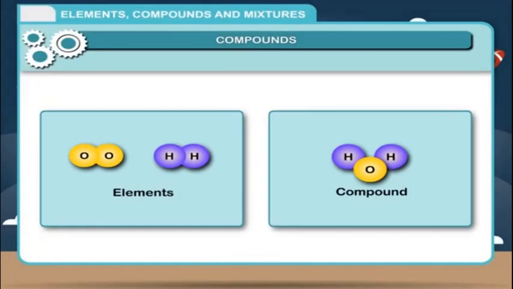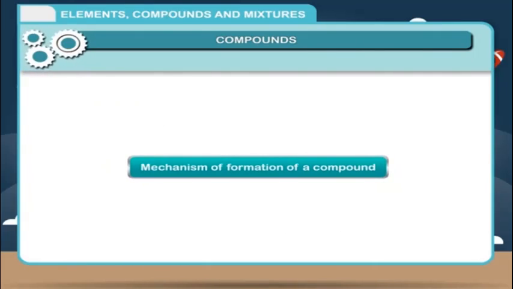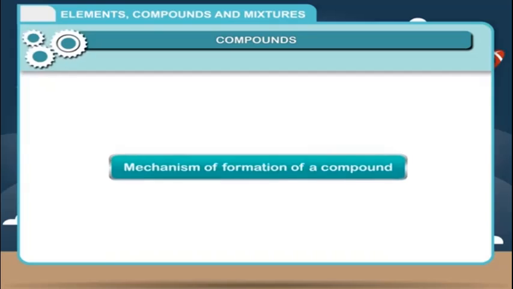Compounds. Elements combine differently to form compounds. The combination of elements occurs in a fixed ratio. Thus, a compound can be defined as a molecule which contains two or more elements chemically combined together in a fixed ratio. Mechanism of formation of a compound.